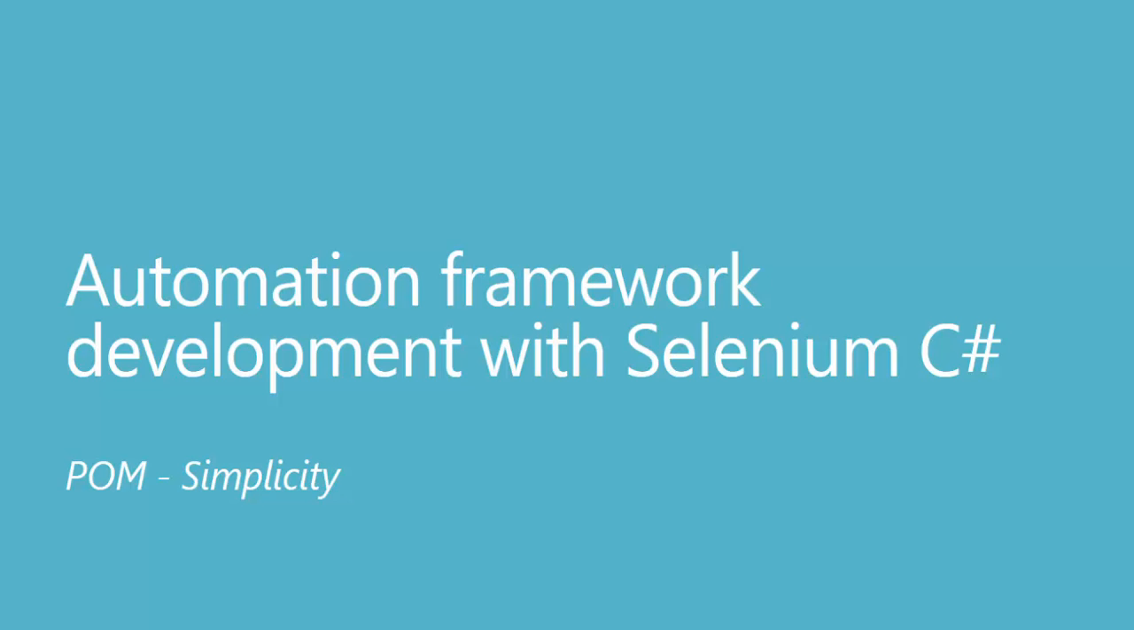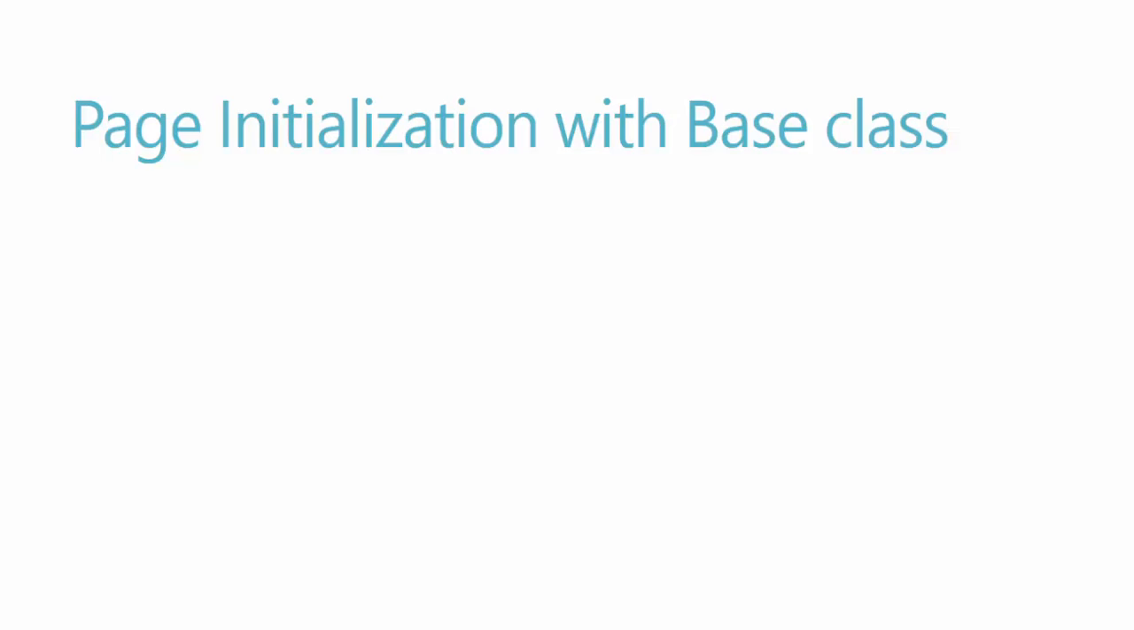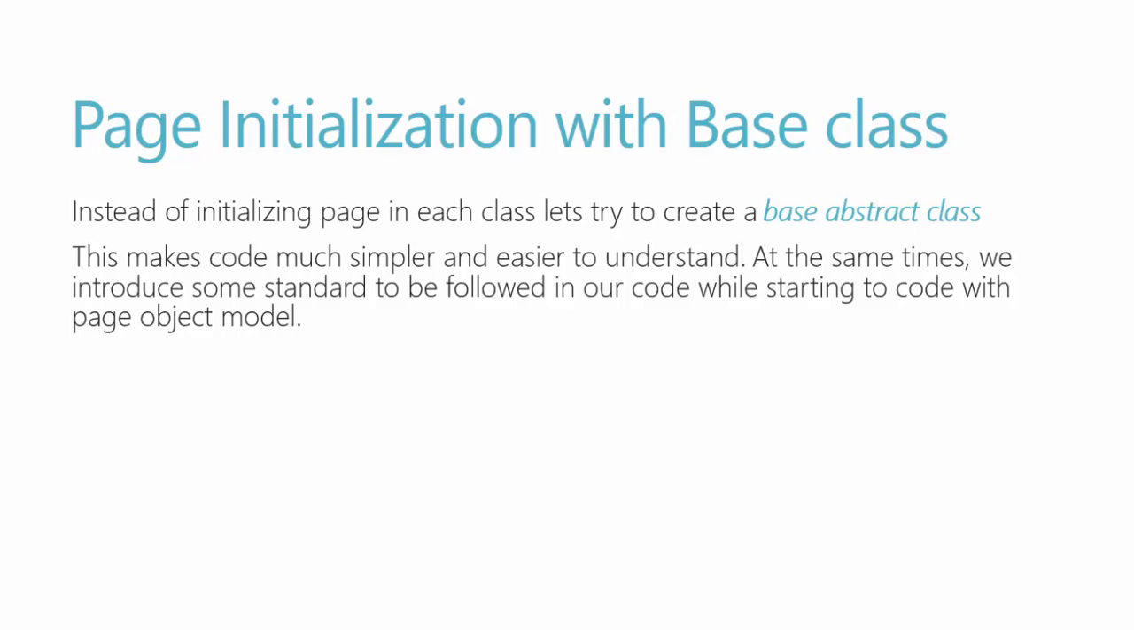Page object model simplicity. A good way to stay flexible is to write less code. So, the page initialization with base class. Instead of initializing the page in each class, let's try to create a base abstract class. This makes code much simpler and easier to understand. At the same time, we introduce some standards to be followed in our code while starting to code with page object model. If this is really not going to make sense, let's see this in action.